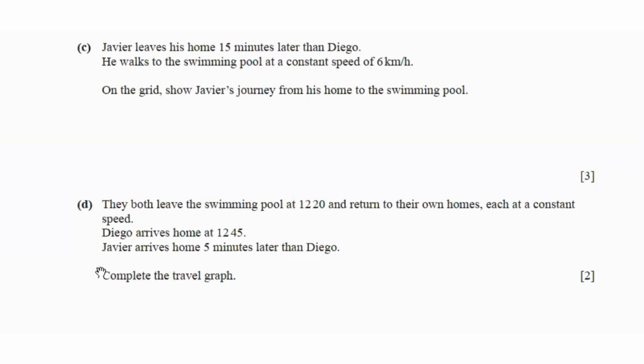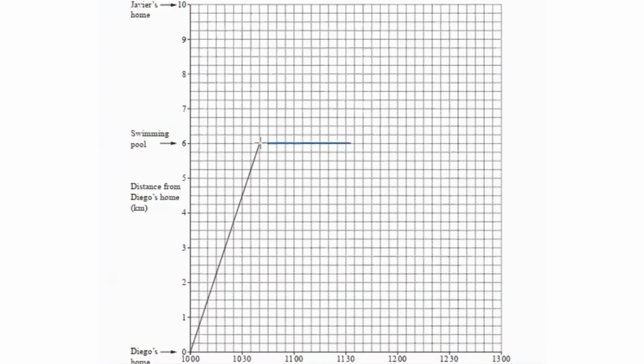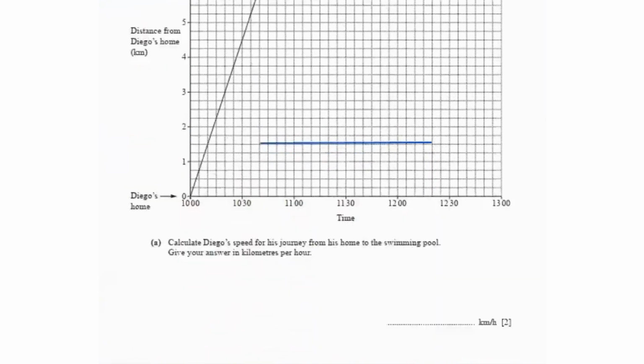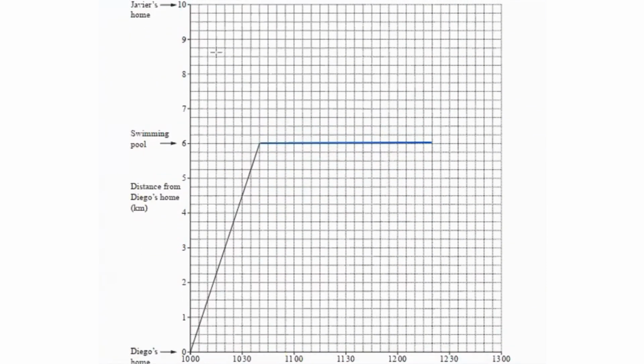The next part says they both leave the swimming pool at 12:20 and return to their homes, each at a constant speed. Diego arrives home at 12:45. Javier arrives home 5 minutes later than Diego. Complete the travel graph. So they both leave the swimming pool at 12:20. Okay, this is for him. And they're saying Diego is reaching home at 12:45. This is Diego's. Now, Javier.